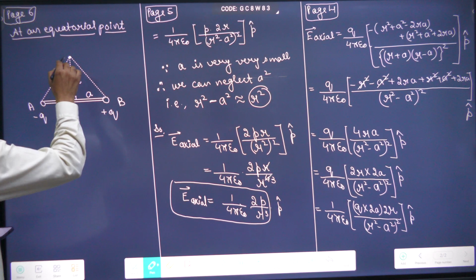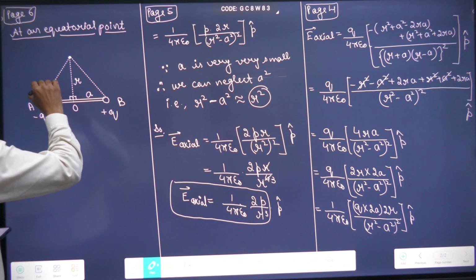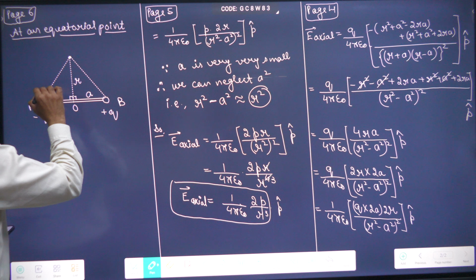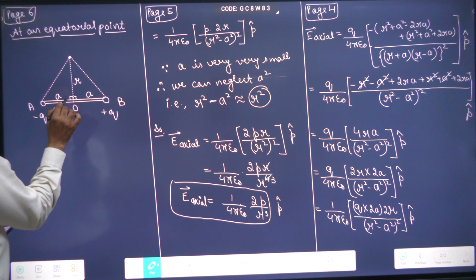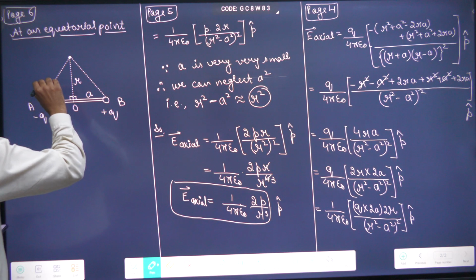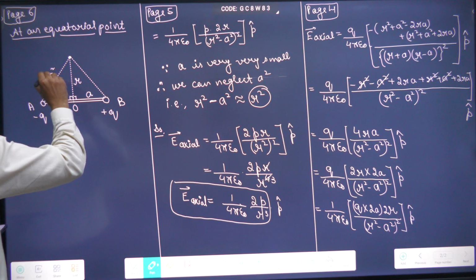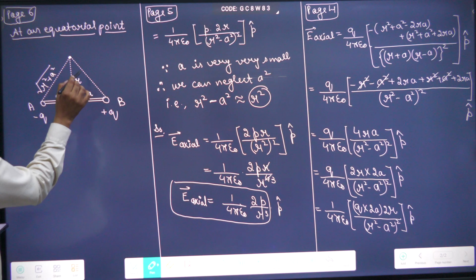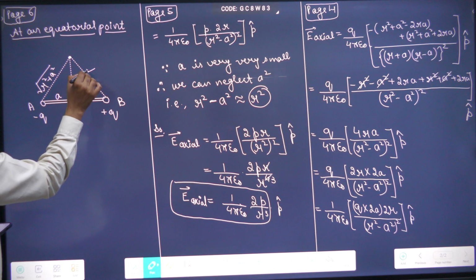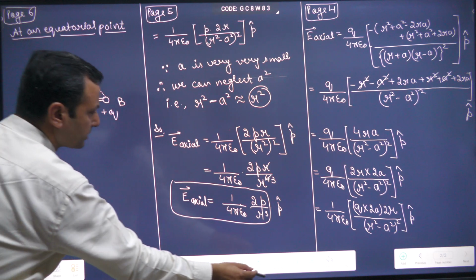And how to calculate this distance? This distance will be calculated by Pythagoras theorem. This is perpendicular, this is base, and the side opposite to the right angle is called the hypotenuse. So this is under root r square plus a square. Similarly, the length of this side also is under root r square plus a square.